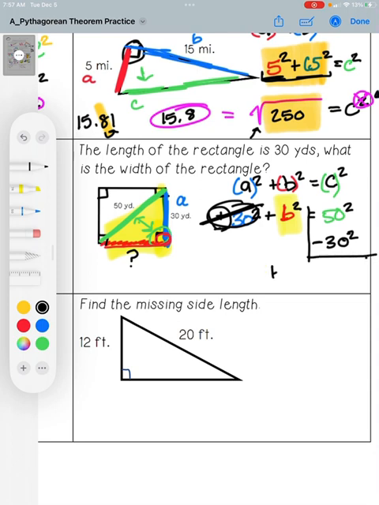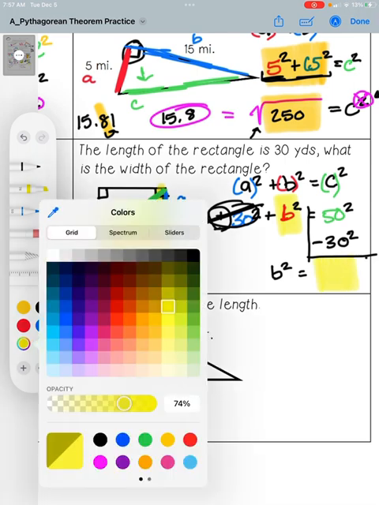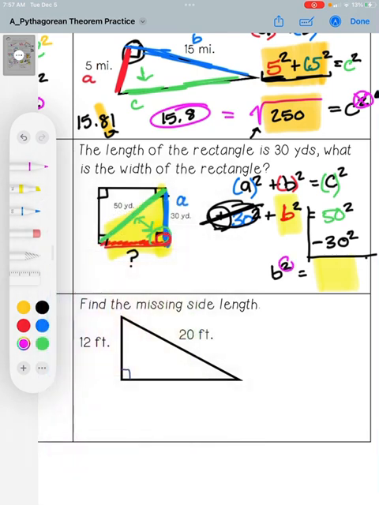Now we're going to be left with b squared equals whatever number that is. Okay, and then when you're done with that, you want to get rid of the square because we're not interested in finding b squared, we're interested in finding b. So we have to get rid of the square. Well, if we cross out the square on one side, we take the square root of the other side. After you square root that, you're done.